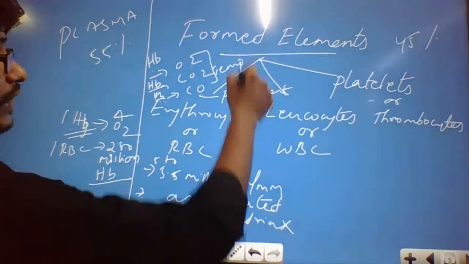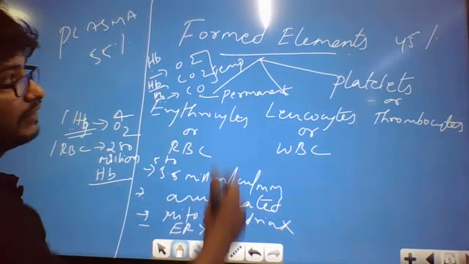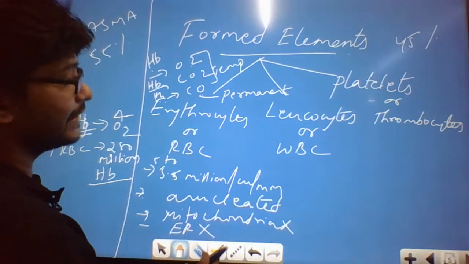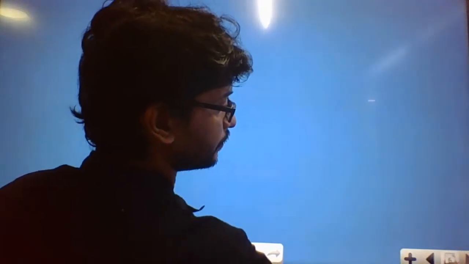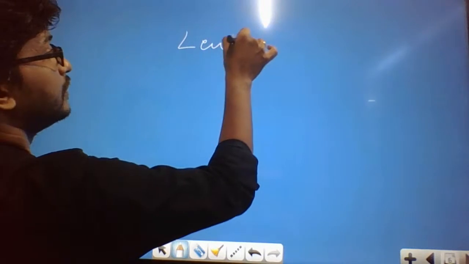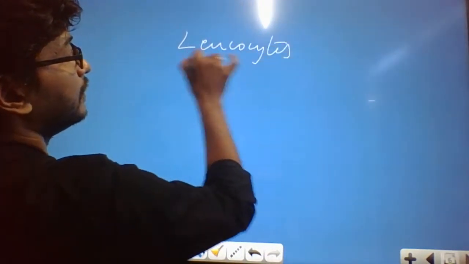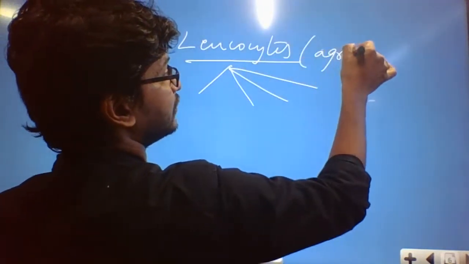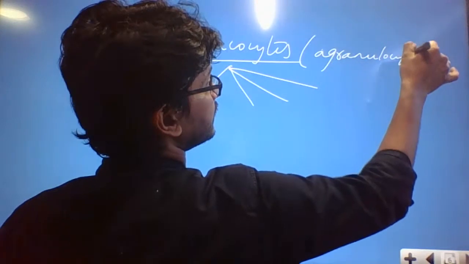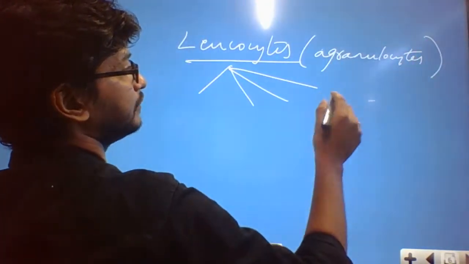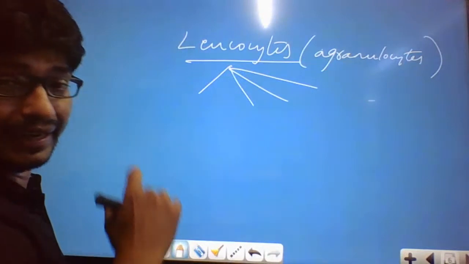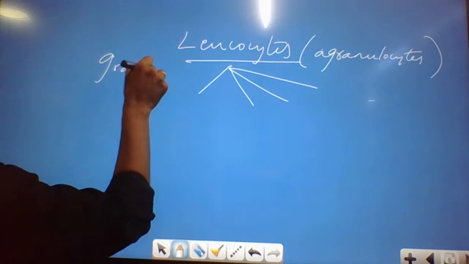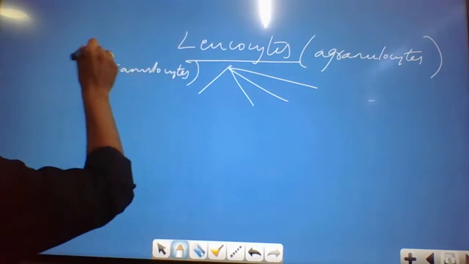So now we'll discuss something about the leukocytes. In the first part, in formed elements, we discussed erythrocytes, right? Now we'll see the next part, that is leukocytes. Leukocytes are of two types: we have granulocytes and we have agranulocytes.